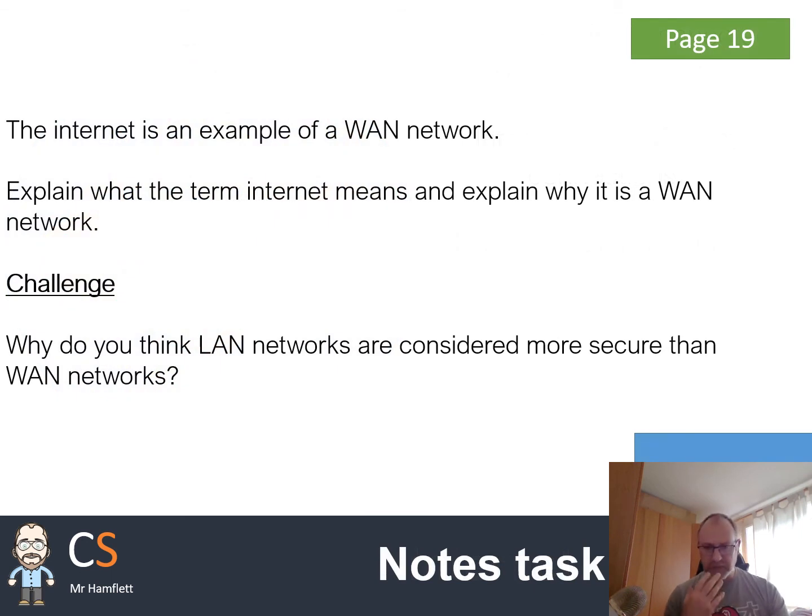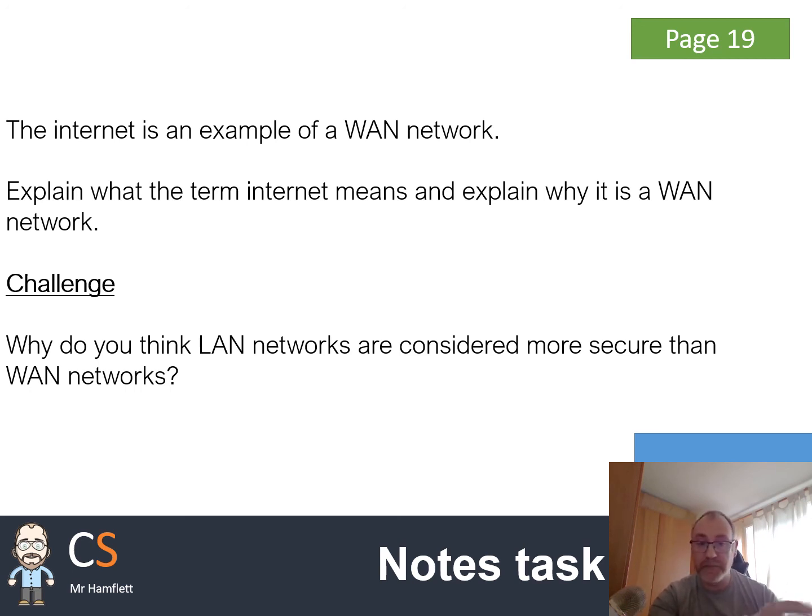It's a good idea to make some notes on this now, and this is where this video will end. I'm sure you're glad about that. There's a lot of information here. I'm sorry about that. It is what it is. The internet is an example of a wide area network. Explain what the term internet means. Be really clear about this idea that it's an interconnected collection of local area networks, because it helps you understand what we mean by the term internet, because a lot of people do not understand that.